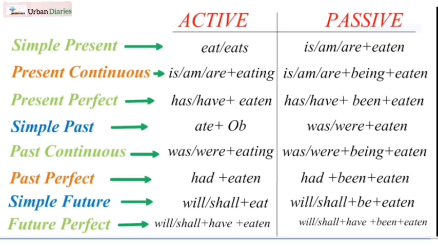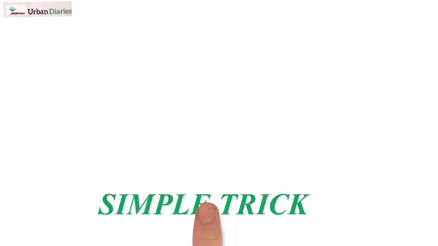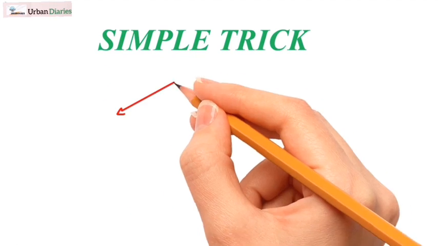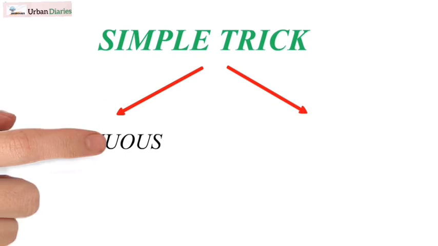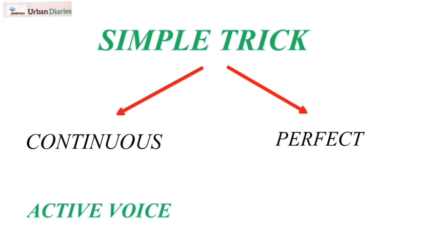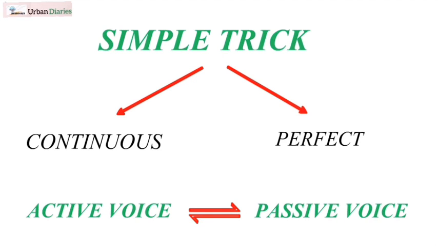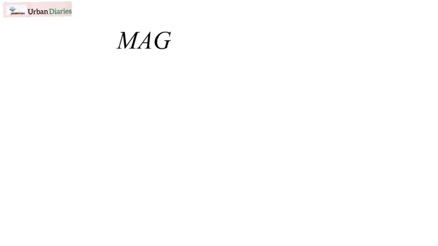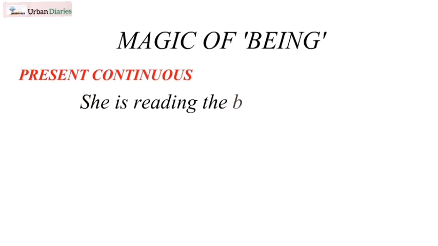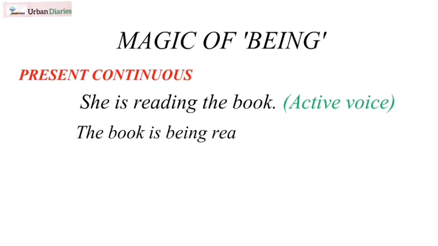Now you all must be getting confused with the table, about how you would learn it. So here I am going to give you a trick. With the help of this, it will be easy for you to change all the continuous and perfect tenses from active to passive voice. So what's that trick? Well, if you see any continuous tense, you just need to put being while changing it from active to passive. For example, in present continuous, if you see a sentence like she is reading a book, you just have to put being in passive voice, and the passive voice will be the book is being read by her.